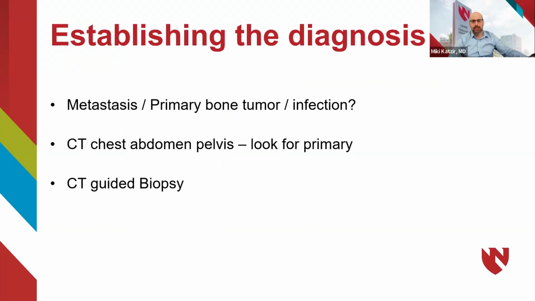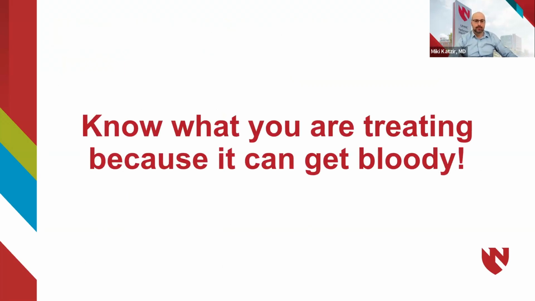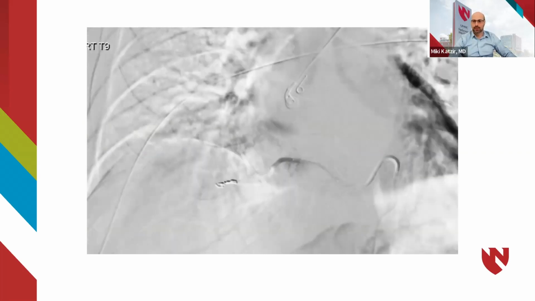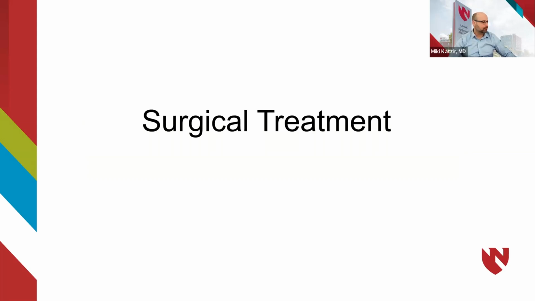And then we need to establish the diagnosis. We need to know what is it. Is it a MET? Is it a primary tumor? Is it an infection? Is it pseudoprogression? We need to get a biopsy, very important. And then we want to know, is it a bloody tumor or not? Because there's a big difference in treating RCC versus a breast met, right? This is a pre-embolization angio and post-embolization angio for an RCC, completely different, correct?